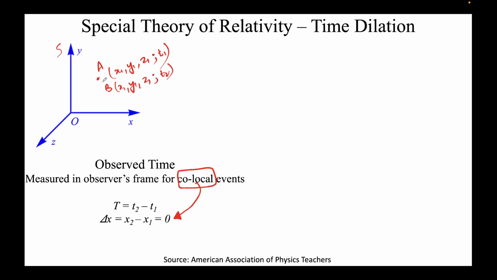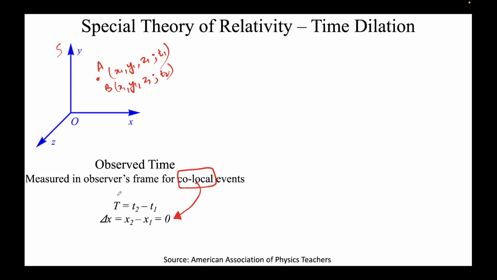This is what I mean by co-local. I am taking two different snapshots at the same spot. I'm taking the photo of the same exact location. Space coordinates remain the same, only at different times. Such events are called co-local events. They have the same delta x, and this will be the time observed, T. The time difference that you will observe between the second photo and the first photograph is your time, denoted by capital T here.